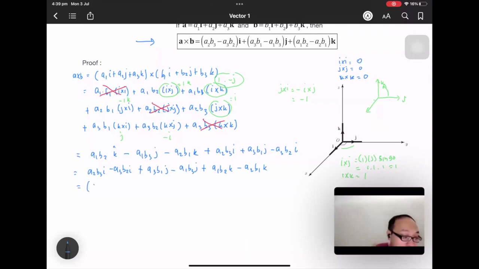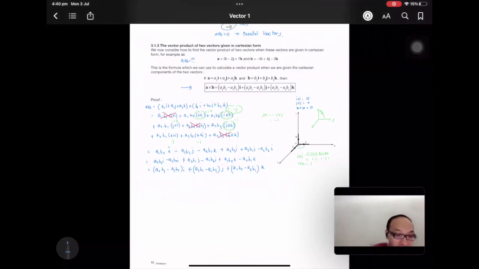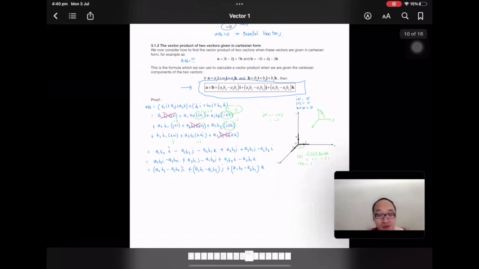Or we can rewrite as A2, B3 minus A3, B2, I plus A3, B1 minus A1, B3, J plus A1, B2 minus A2, B1, K. Like this. So this is the same as the formula. This is how we prove the A cross B.